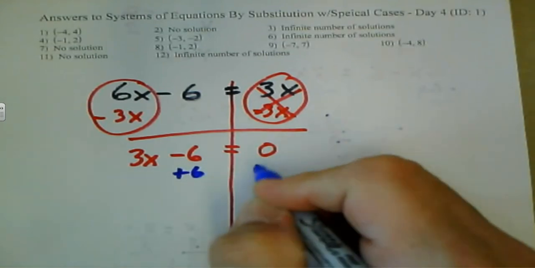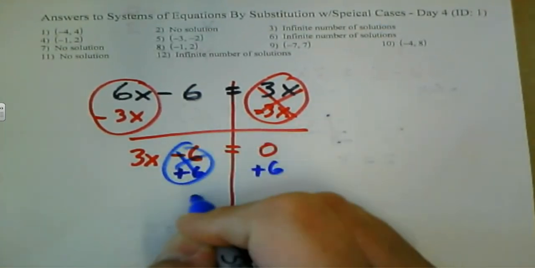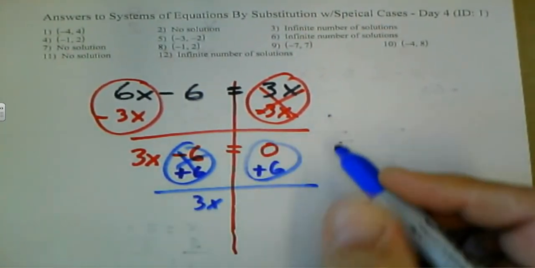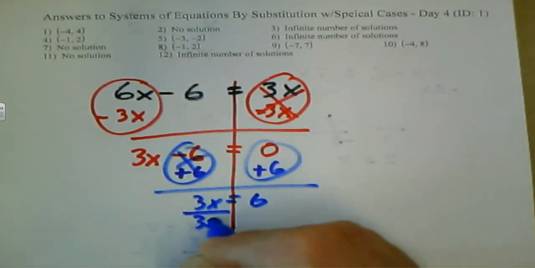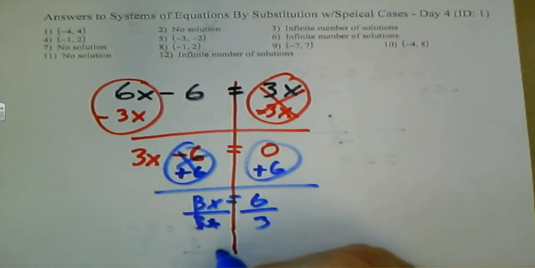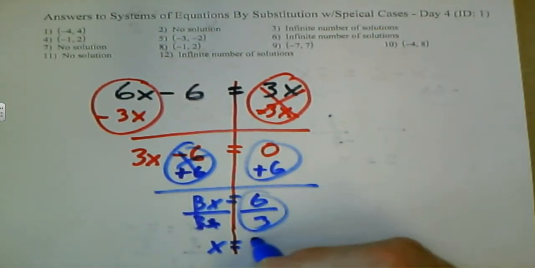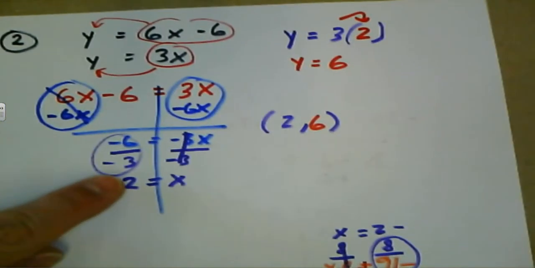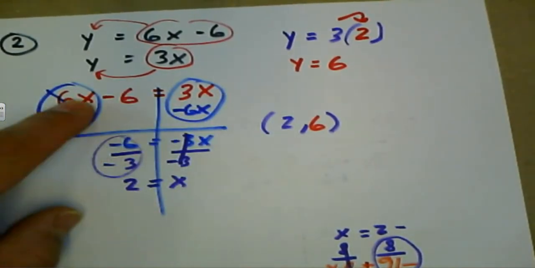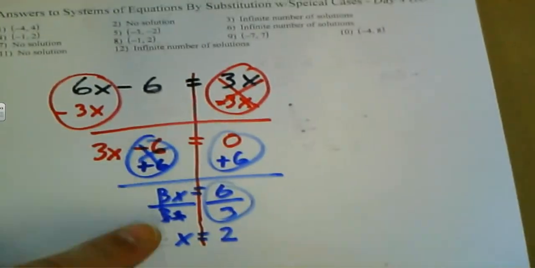Now I have to add 6 to both sides. 0 plus 6 is 6, and then I divide by just 3. Our x is remaining, and 6 divided by 3 is 2, which is the same answer we came out with here. But wasn't this easier than doing all that?